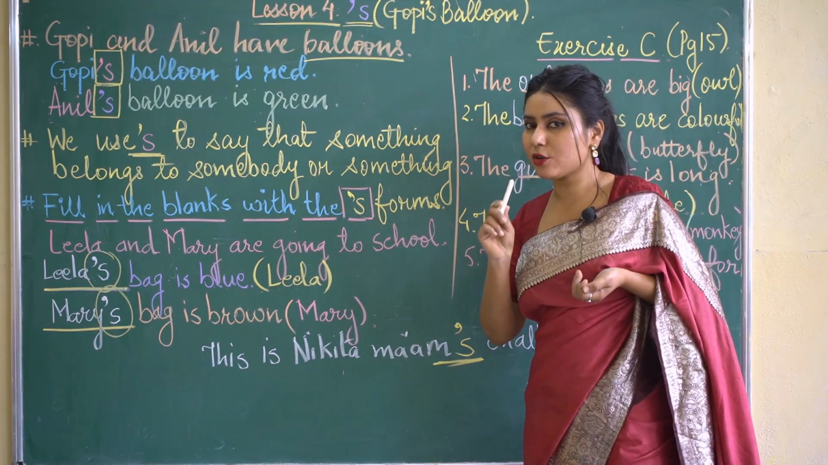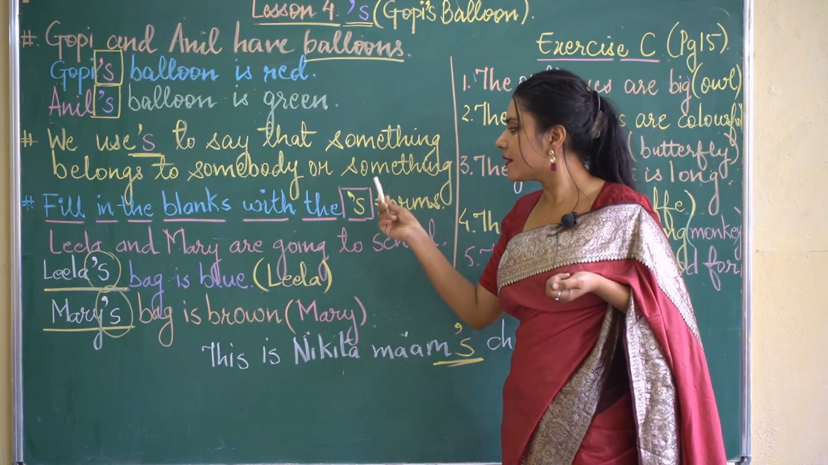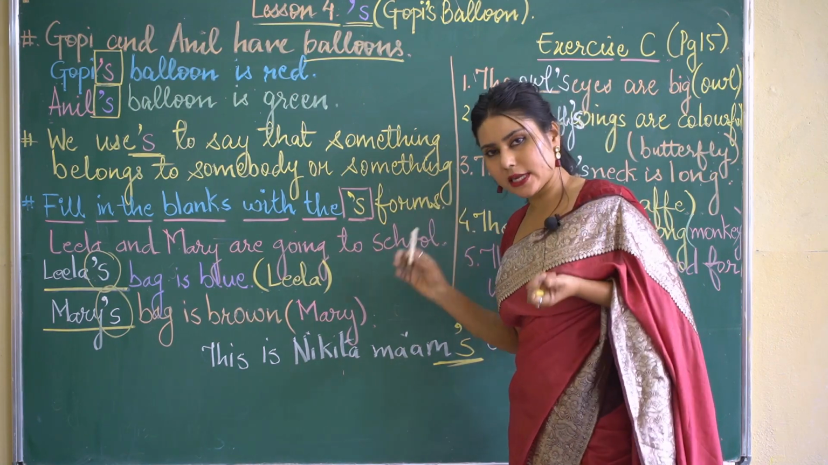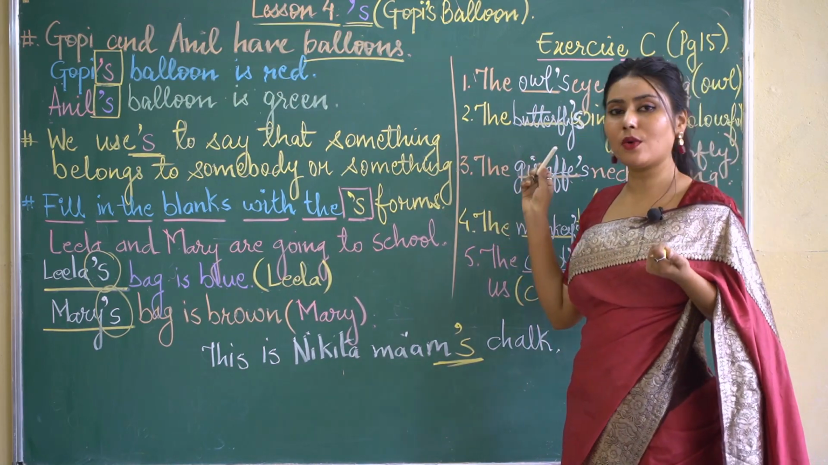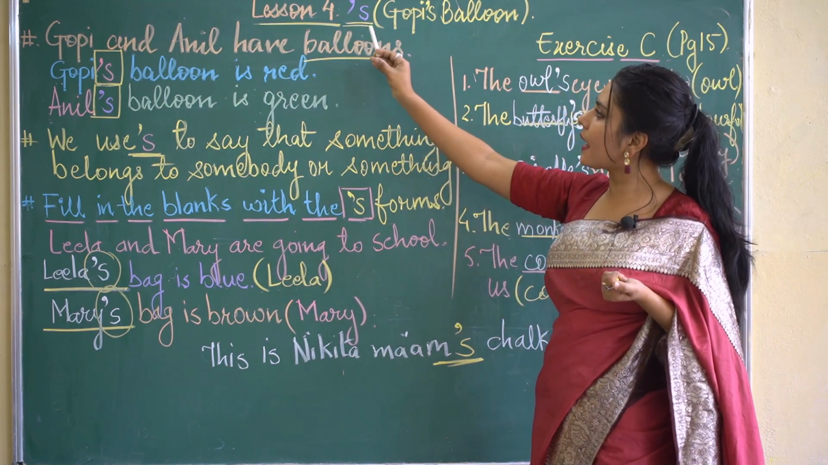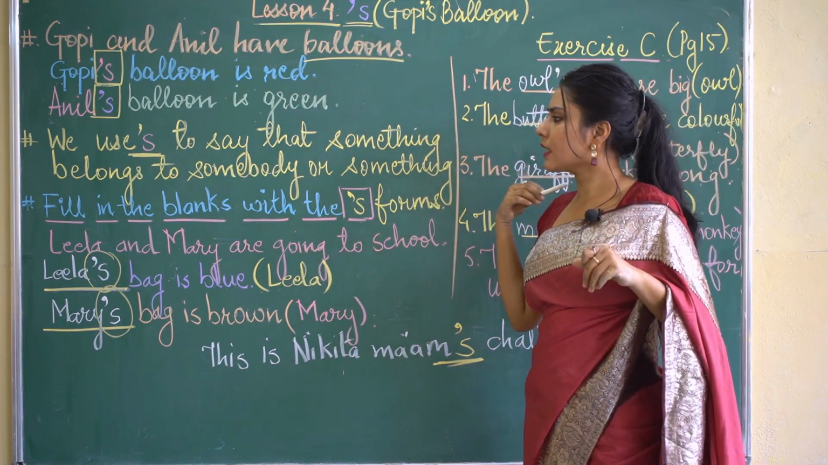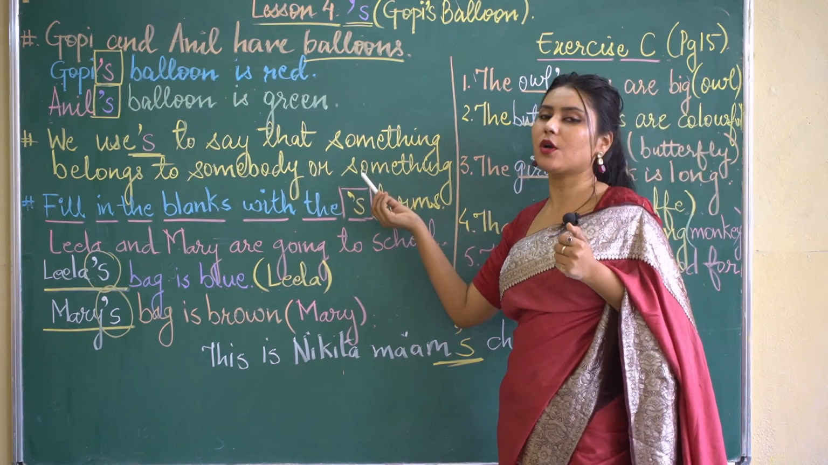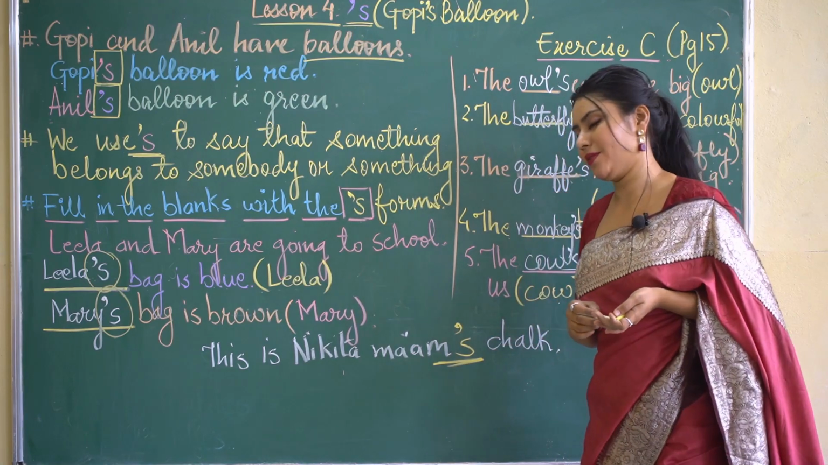The only brain that you have to apply is to find out where you have to apply this apostrophe S. So pay attention to this small chapter and try to understand how we apply apostrophe S in explaining that something belongs to somebody or something. That's all. Thank you.